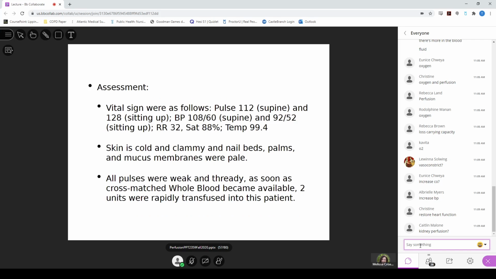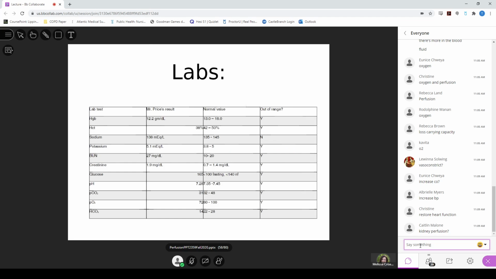So on assessment, his vital signs: pulse 122 as he was lying down, sitting up was 128. Blood pressure 108/60, and then sitting up is 92/52. Respiratory rate is 32. SATs 88. Temperature is 99.4. Skin is cold and clammy, and nail beds, palms, mucous membranes are pale. And all pulses are weak and thready. As soon as he's cross-matched, whole blood will become available, and 2 units will be transfused rapidly to this patient. He's got some problems. So here are labs. I just want you to kind of glance back and forth with them as we go through the rest of the questions on this one.